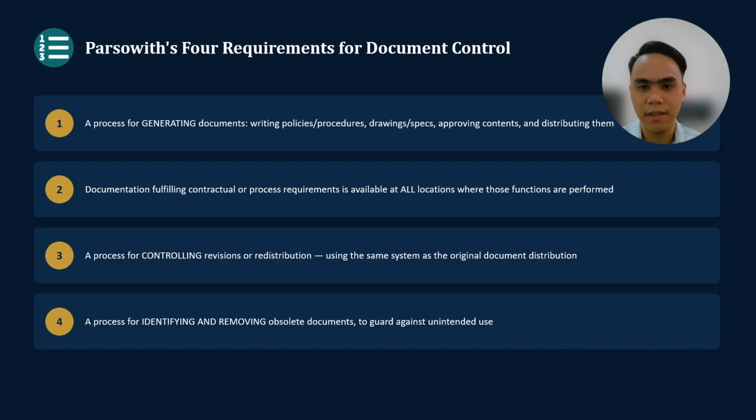Four is a process in place for the identification and removal of obsolete documents to ensure against unintended use. This is arguably the most commonly neglected of the four. Organizations are often good at creating and distributing new documents, but less disciplined about pulling the old files, superseded versions, out of circulation, which leaves the door open for someone to follow an outdated procedure by mistake. All four of these requirements together are what actually turn a well-written quality manual into a genuinely controlled, living document system, rather than just a document that quietly drifts out of sync with the reality of time.